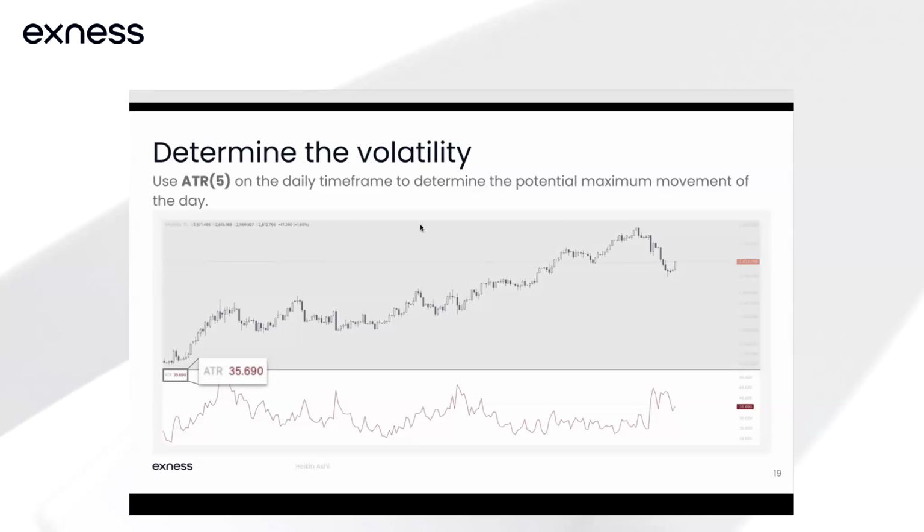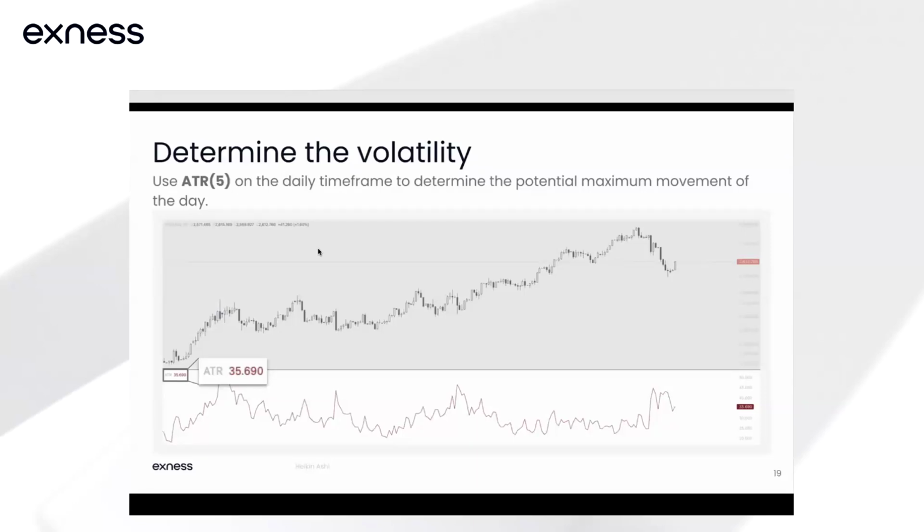Okay, the next thing would be to determine volatility. Before I move on to this, I just wanted to check in if you guys understand what was being covered so far and if you have any questions. Please feel free to put them under the chat box, be it questions on either Japanese candlesticks or Heikin Ashi candlesticks.